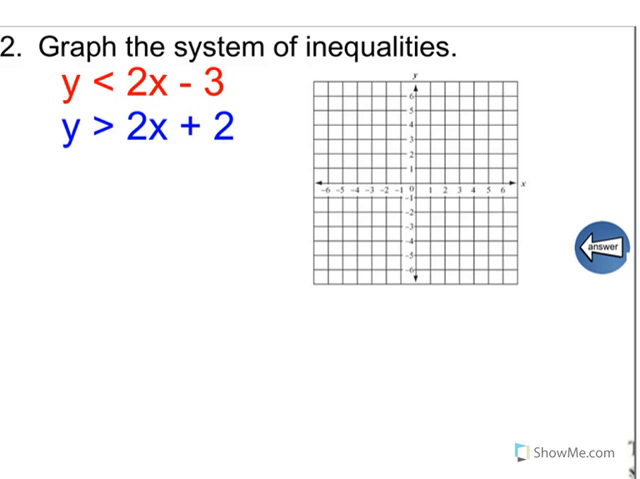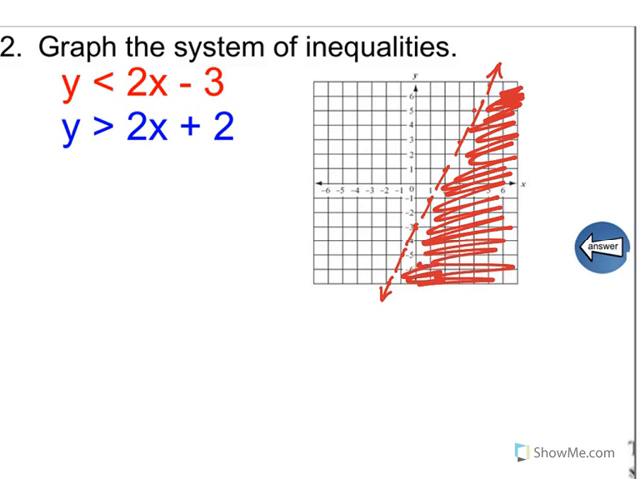Okay, so if I'm graphing this one, again, notice that I have parallel lines here because their slopes are the same. Y-intercepts are different. So I'm looking at this first one. It starts at -3. Slope of 2, so go up 2, right 1. Down 2 and back 1. A dashed line here because it is not equal to, it's just less than. And this one has y is less than 2x minus 3. So my solution for this is going to be everything that is below.